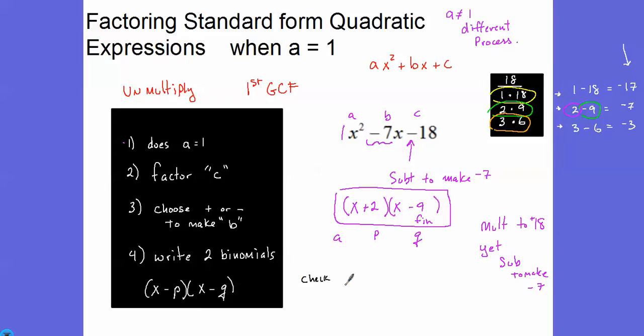Here I'm going to check. I could take x plus 2 and x minus 9, and I could multiply it out, or FOIL it, or double distribute. This will give me x squared. This will give me negative 9x. This will give me a positive 2x. And this, 2 times negative 9, gives me a negative 18. When I combine my like terms, I end up with x squared minus 7x minus 18. So I see that it checks out.